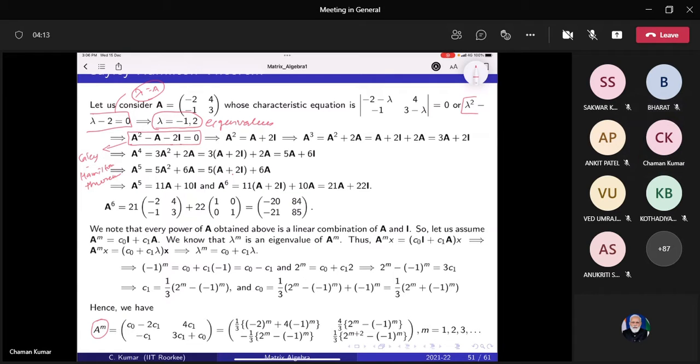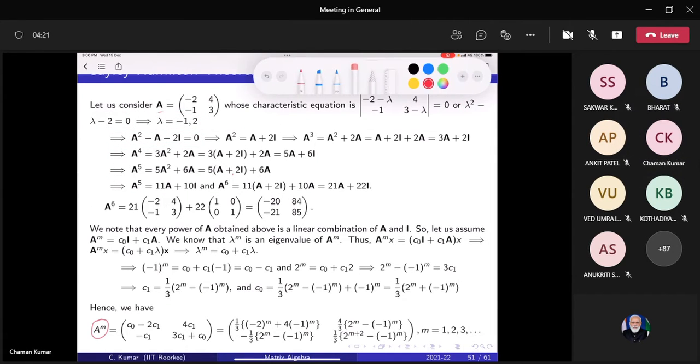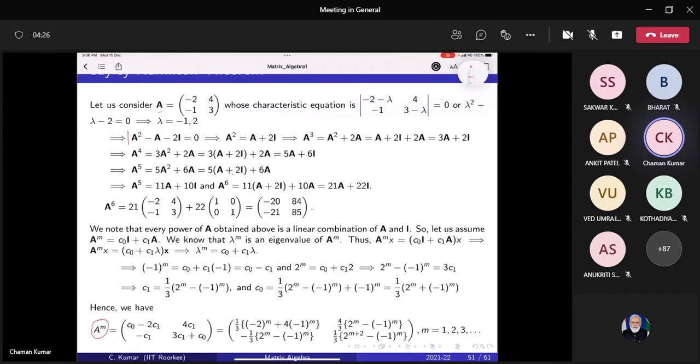Fine. Now, from this equation, which we have obtained by the application of Cayley-Hamilton theorem, we can say that A square is equal to A plus 2I. Now, we multiply this equation by A, both sides.